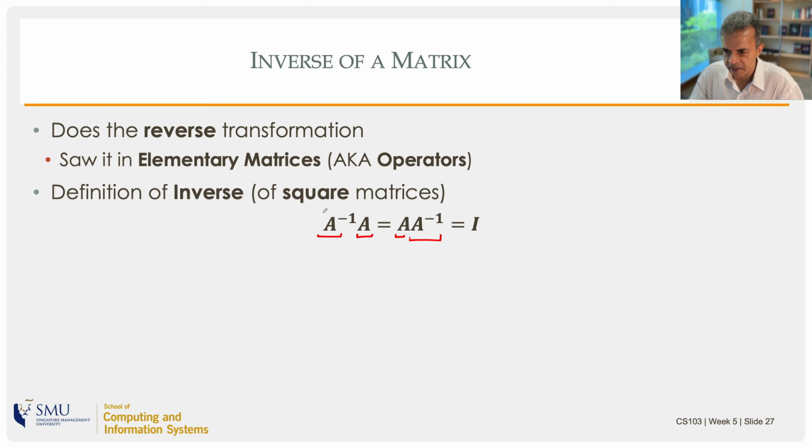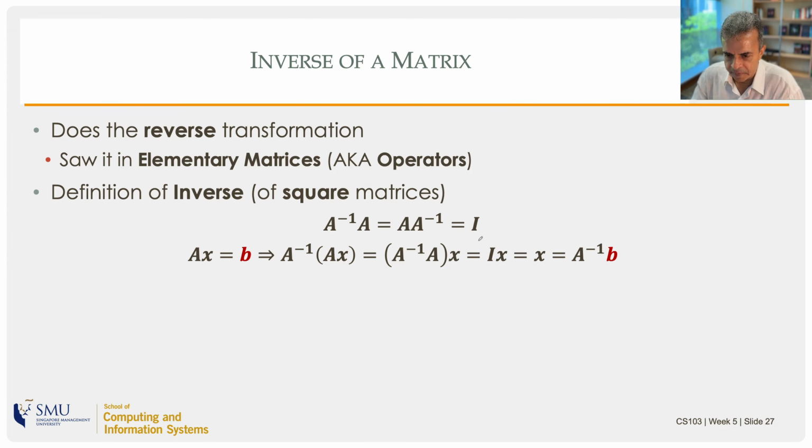If you can find a matrix A inverse such that A inverse A and A A inverse both equal I, then A inverse is the inverse of A. So the fact that you're multiplying on the left and on the right by the same matrix A inverse implies that both A and A inverse are square matrices of the same size, and so is I.